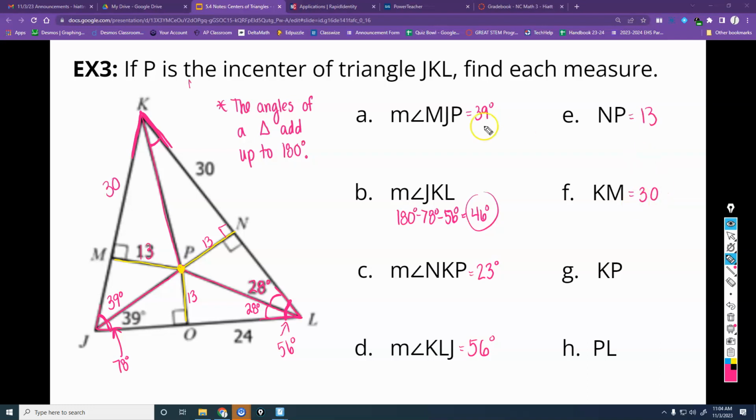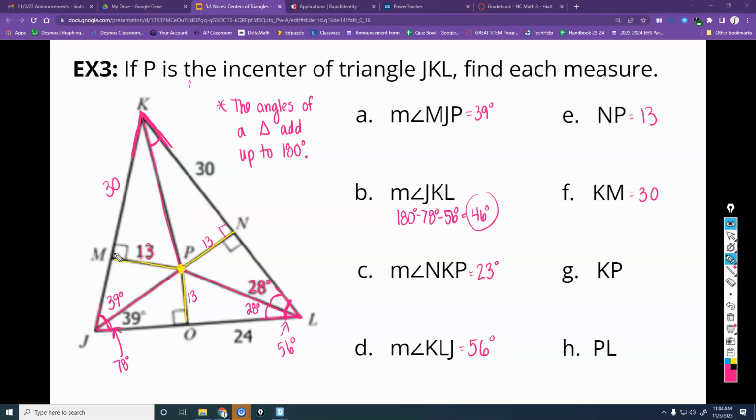Okay. Now they're asking us for KP, which is this line right here in the middle. How are we going to find that? The 30 and the 13, you have to do something with that, right? Is it Pythagorean theorem? Yes, because if we look right here, we have a right triangle. So that's a squared plus b squared equals c squared.